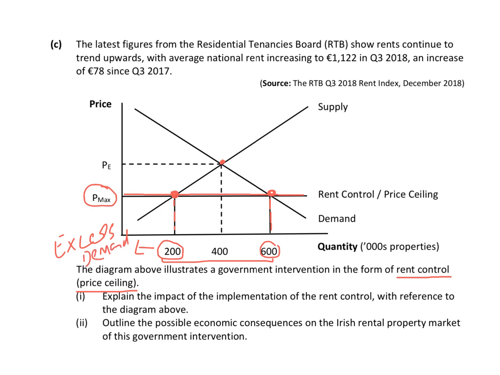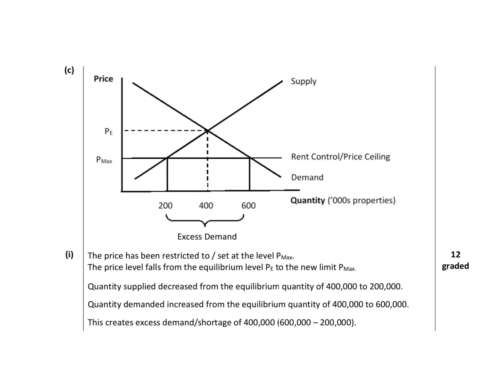Because essentially rent has become cheaper, more people are looking for it, but fewer landlords are willing to supply it because it's not worth their while. So this is the explanation of the market scheme. The price has been restricted to or set at level P max. So the price level falls from the equilibrium level of PE to the new P max.